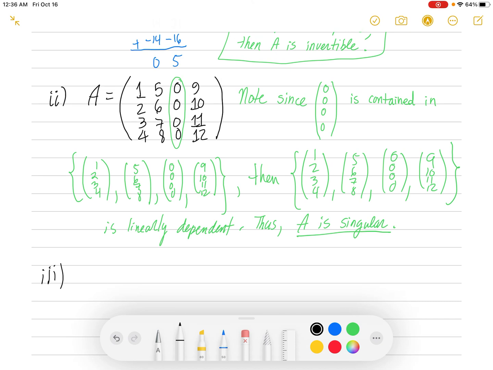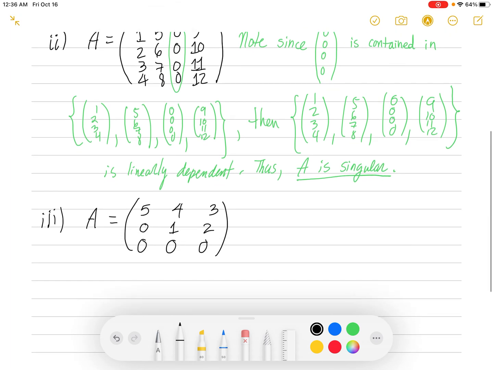Number 3. Let's say I were to have something like A equals a 3 by 3 matrix. 5, 4, 3 across the first row. 0, 1, 2 across the second row. And 0, 0, 0 across the last row. The third row has 3 zeros. What can we say about this?